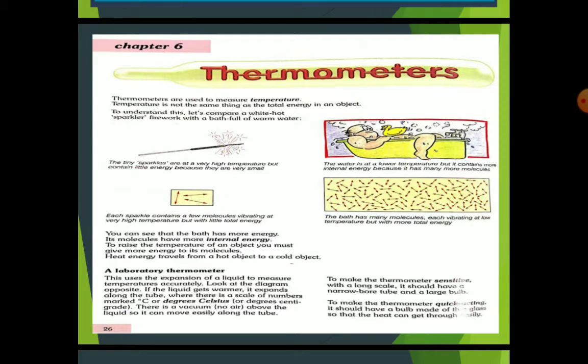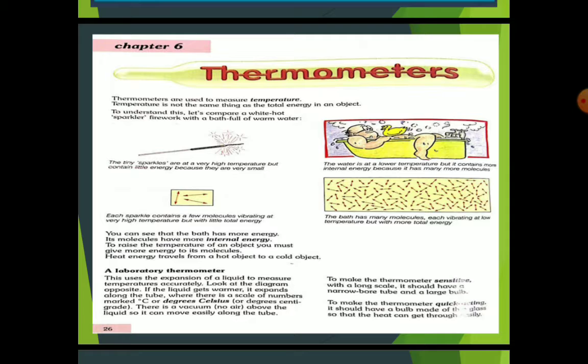Thermometers are used to measure temperature. Temperature is not the same thing as the total energy in an object. Okay? To understand this, let's compare a white hot sparkle from a firework with a bath full of warm water. The tiny sparkles are at a very high temperature but contain little energy because they are very small. Each sparkle contains molecules vibrating at very high temperature but with little total energy.